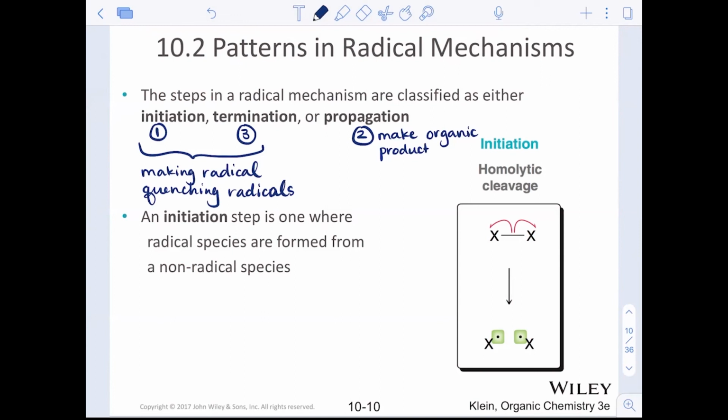So to start us off, an initiation step is where radical species are formed from non-radical species. So see here how we have one molecule and we are making two radicals from that one molecule. An initiation step will always involve the pattern homolytic cleavage, pattern number 1.